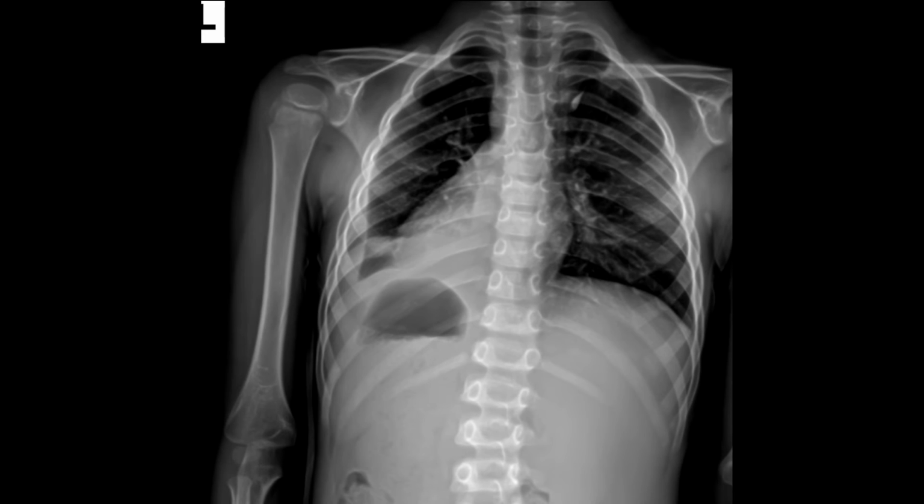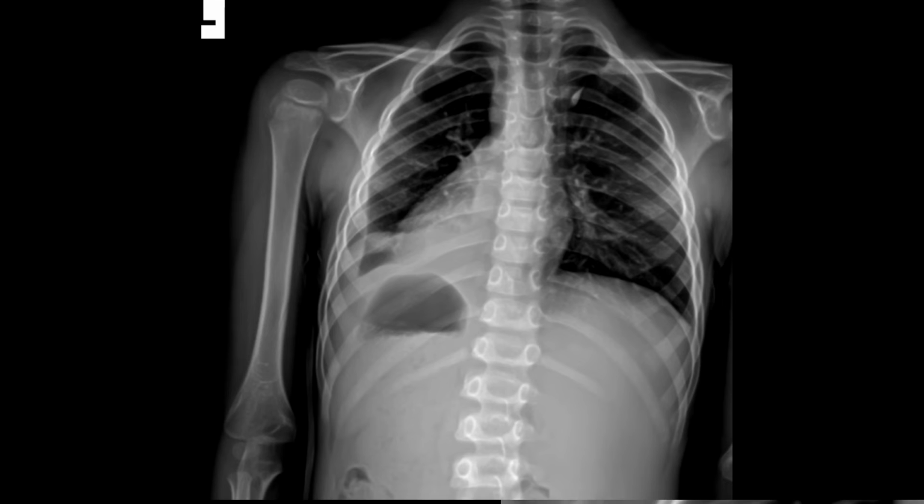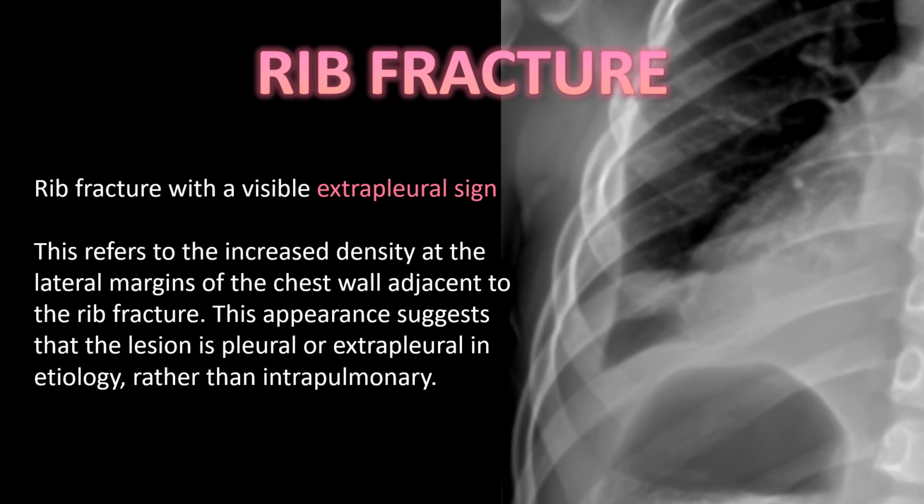And let's zoom back out to take one last look at the overall image. There's some postural changes, but otherwise, what is the most likely diagnosis for this patient? And that would be a rib fracture with a visible extrapleural sign at the lateral margin of the image, which suggests that the lesion is pleural or extrapleural in etiology rather than intrapulmonary. The most common benign cause for an extrapleural sign is a rib fracture.